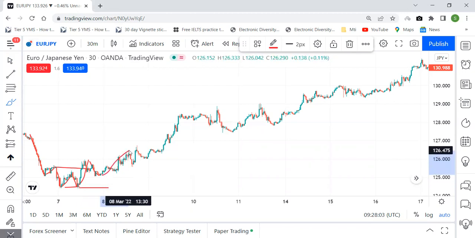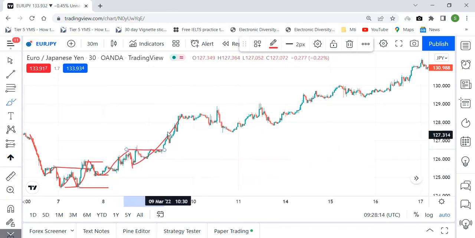No, we get a move to the upside, and then we get a pullback. So you're going to be our new support. You're going to be our new resistance. Then we get another move again to the upside. As you can see, we have this heavy selling pressure. Then we get a pullback again here. Then we get another move to the upside.